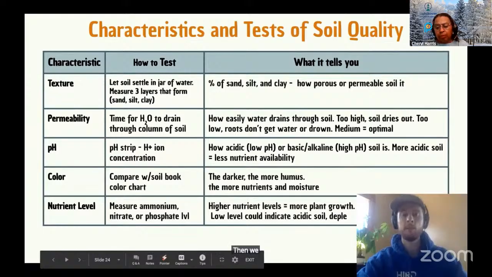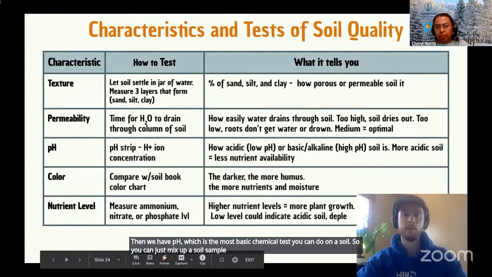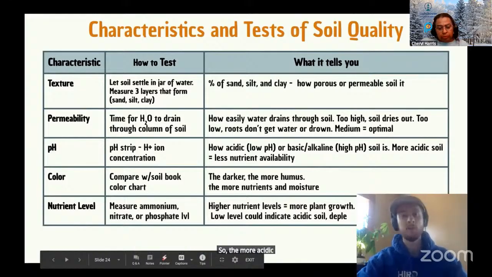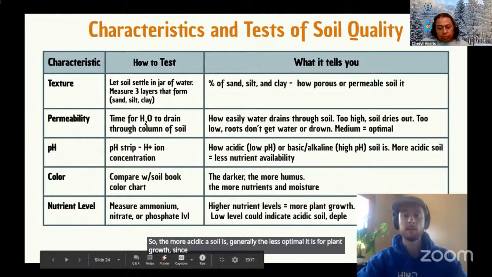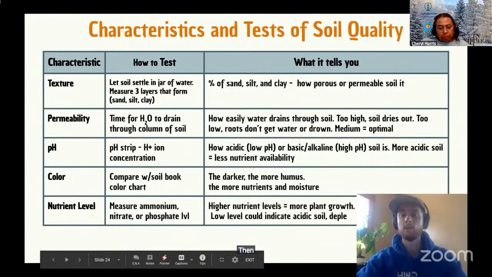Then we have pH, which is the most basic chemical test you can do on a soil. So you can just mix up a soil sample with some water, dip in a pH test strip, and this will give you an idea of the measure of the H+ or hydrogen ion concentrations in the sample. So the more acidic a soil is, generally the less optimal it is for plant growth, since acidic soils leach nutrients away very easily.